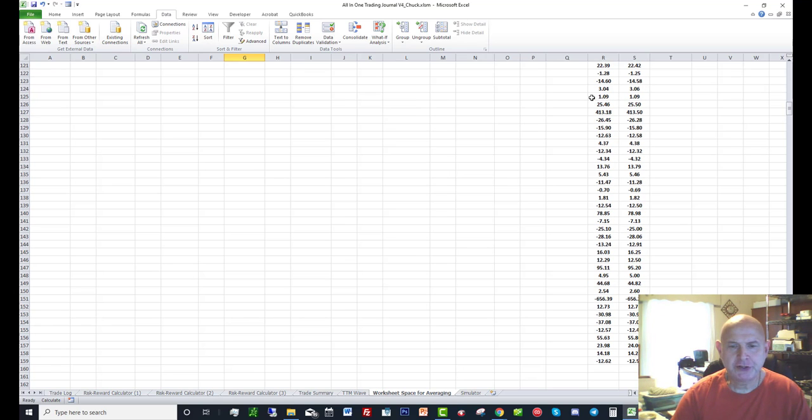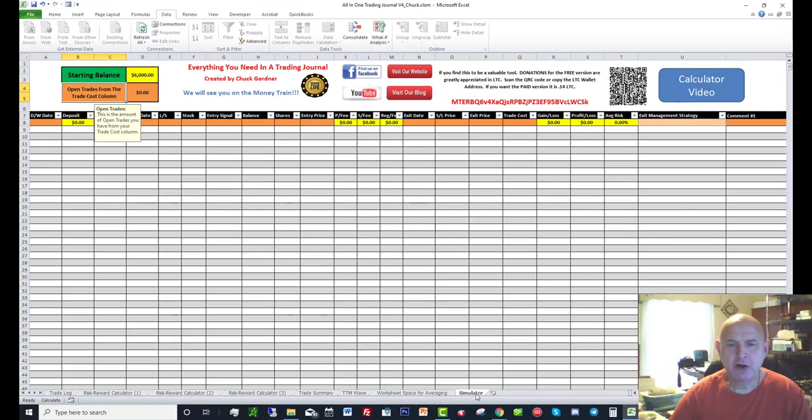The next sheet in this all-in-one trading journal is a simulator log. This simulator log allows you to do paper trading in the Thinkorswim platform without actually having to log it into your trade log, your actual cash trade log. This simulator log now currently looks just like your log would look when you download it in order to be able to start your trading journal.